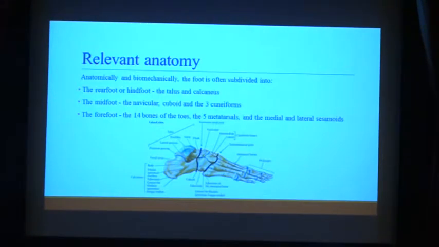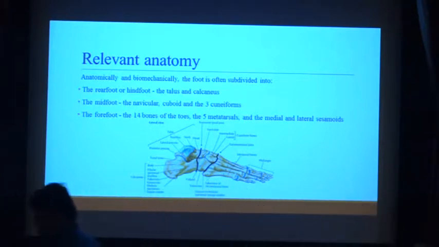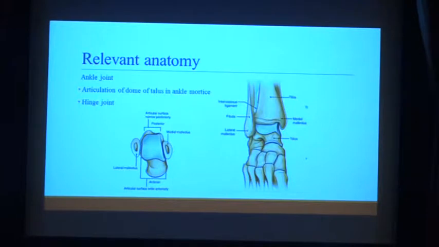Well, the relevant anatomy: the foot is divided into three parts, the rear, middle, and the forefoot. As you all know, the rear foot is formed by the talus and the calcaneum, the midfoot by the navicular, cuboid, and the three cuneiforms, and the rest, the bones of the toes and the metatarsals, form the forefoot. The ankle joint, a hinge joint, is articulating with the dome of the talus. The talus is the most important bone because it's the connector between the lower leg and the foot, and it tends to take more weight than any other bone in the body.